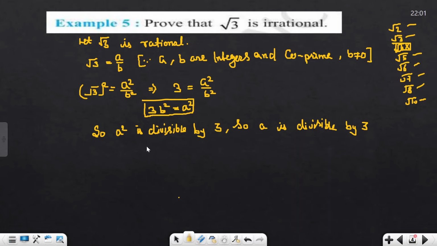Okay, if a is exactly divisible by 3, it means a is a multiple of 3. So we let a be 3m, and m is what? M belongs to integers, any integer. Now same thing, put it in the equation. 3b square is equal to a square, whose value is 3m whole square. What do we get? B square is equal to 3 square is 9, 9 divided by 3, what we get? 3m square. Understand?